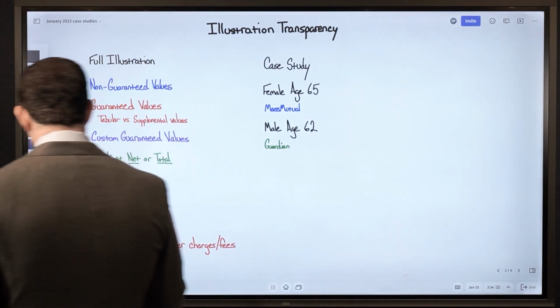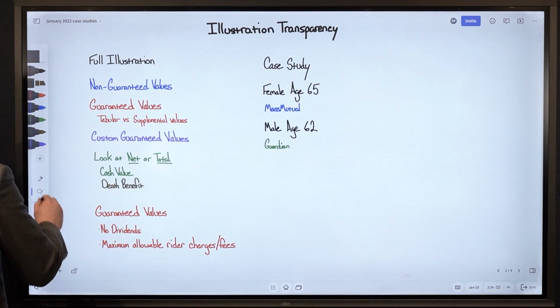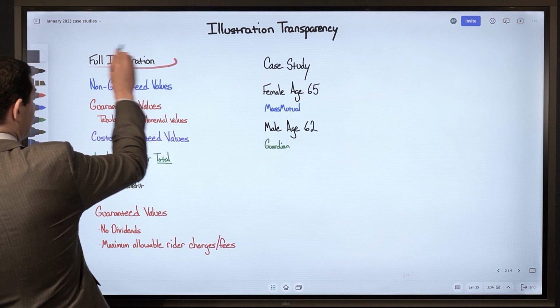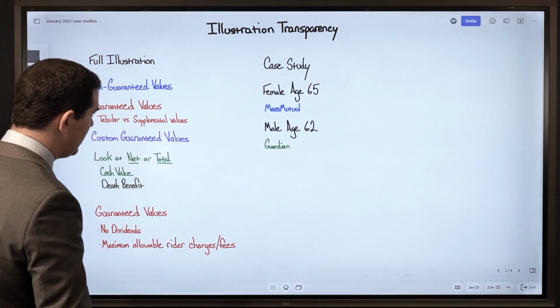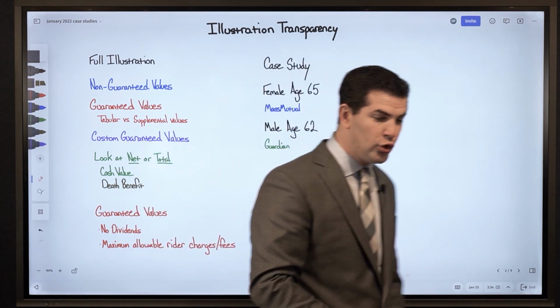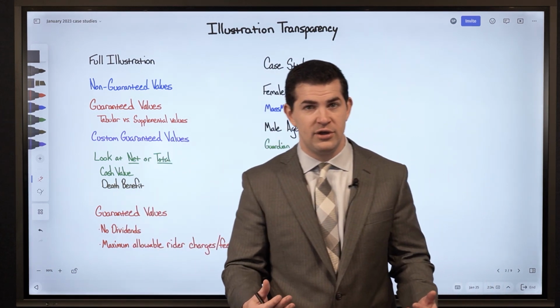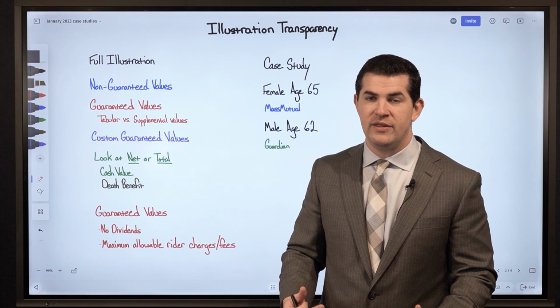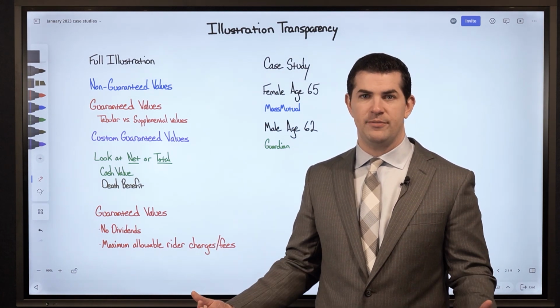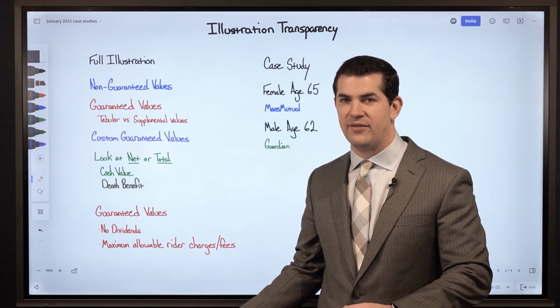We're going to talk about, again, the guaranteed and non-guaranteed values, and we've got up top the full illustration. So in the life insurance industry, if you're going to provide an illustration or illustrations to your clients, or perhaps prospects if they're not a client yet, the industry does require that we show the full illustration. That is a compliance guideline.